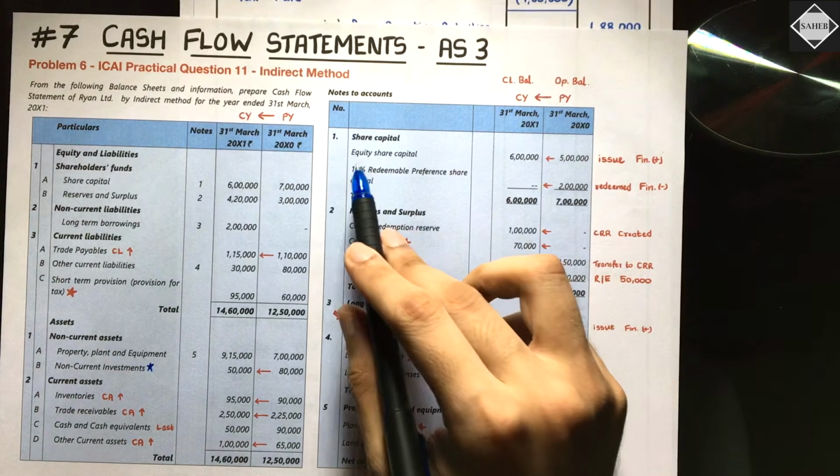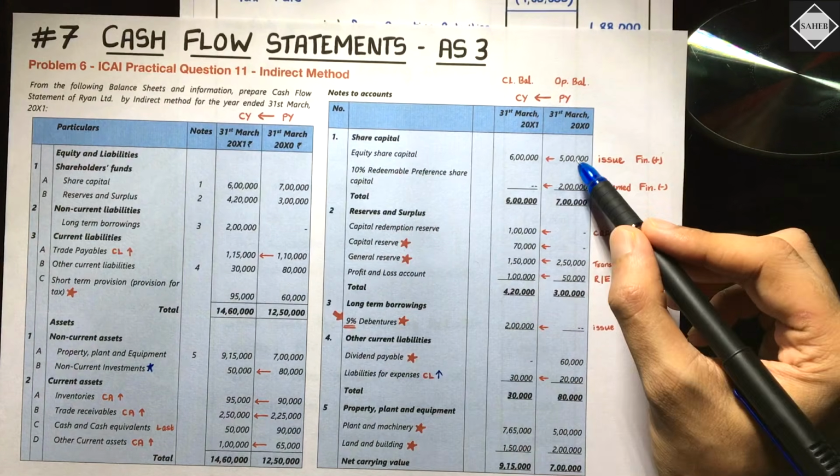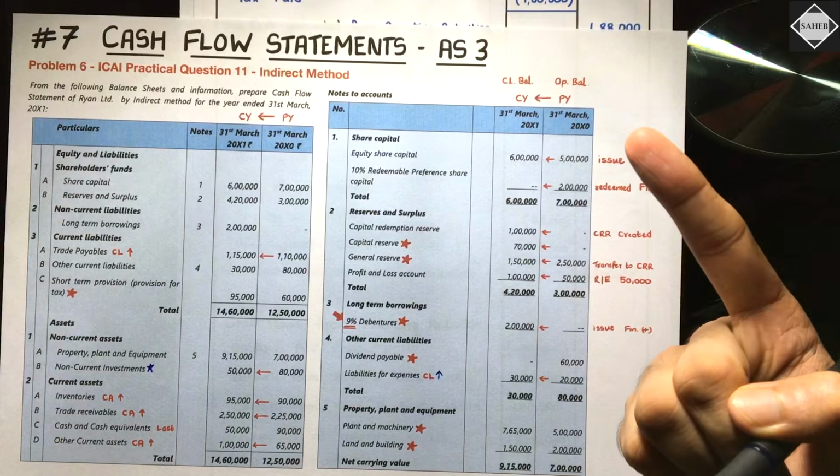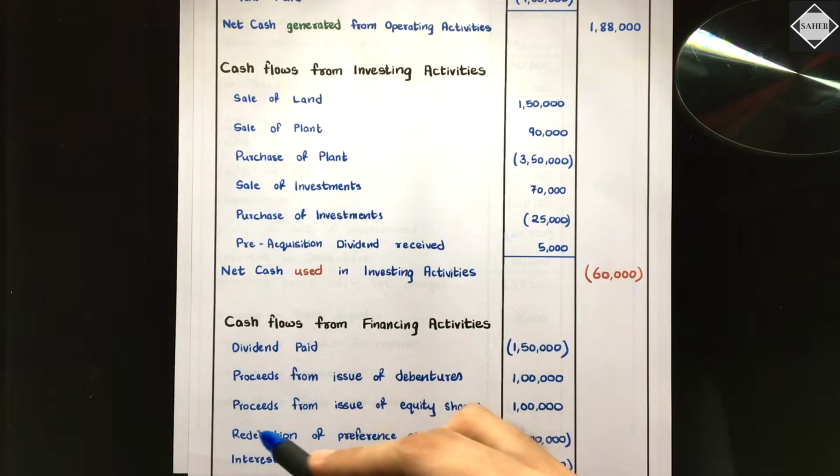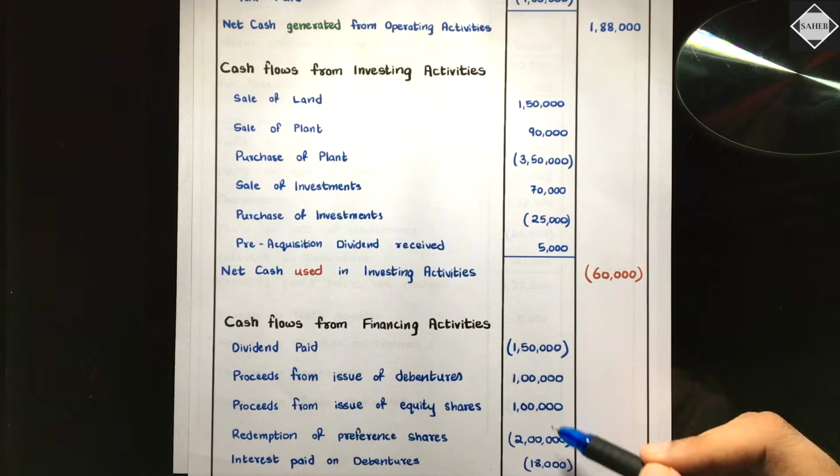Fine. See here, equity share capital is there, right? From 5 lakh it has increased to 6 lakh. Yeah, 1 lakh issue you have made. That's also a financing cash inflow. So that will come over here. Proceeds from issue of equity shares, 1 lakh you will add.